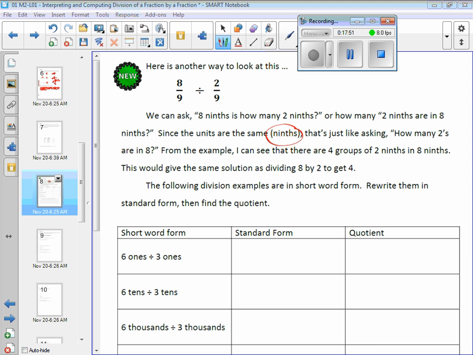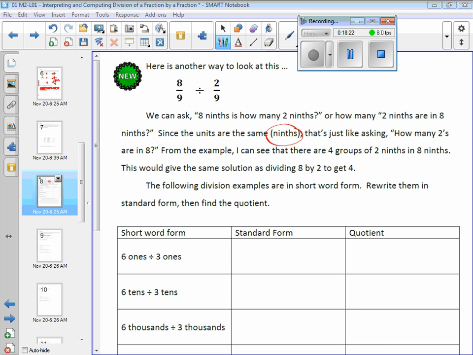Yes? Okay. 4 groups of 2/9 in 8/9. And same solution as we just discussed. It's the same as dividing 8 by 2 to get 4. So the idea is that when the units are the same, the units, 9ths, we can just divide the top part to get the answer. Another way, and it will work for anything where the units are the same.